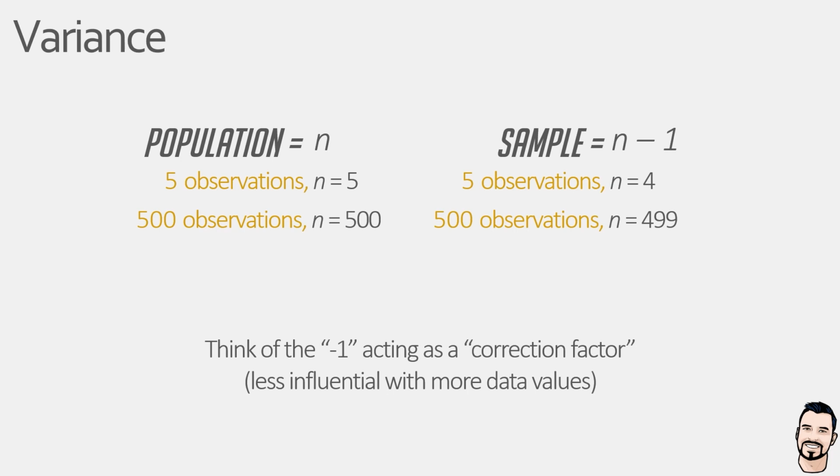However, if we were to divide the same number by 500 and 499, then the difference would be relatively negligible, and this is what we mean when we say it becomes less influential the more data values you have. Now, to help make sense of our variance equation and what we've just learned, we are going to calculate the variance of 2 example datasets.